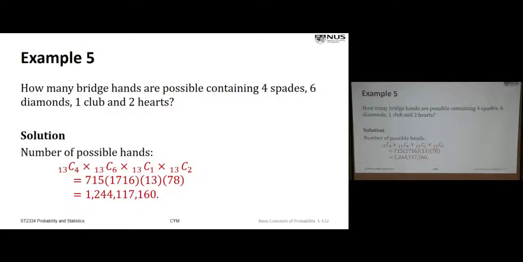So you can see that these numbers add up to 52, the number of cards in the deck. 4 spades, 6 diamonds, 1 club, and 2 hearts. So this is the number of ways to get these 4 spades, 6 diamonds, 1 club, and 2 hearts. All right.